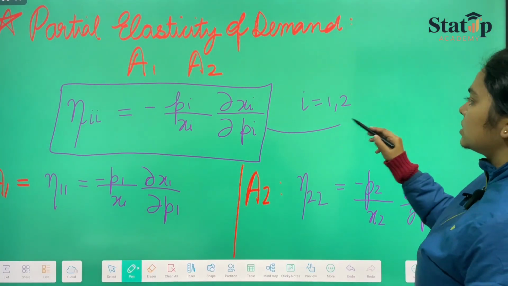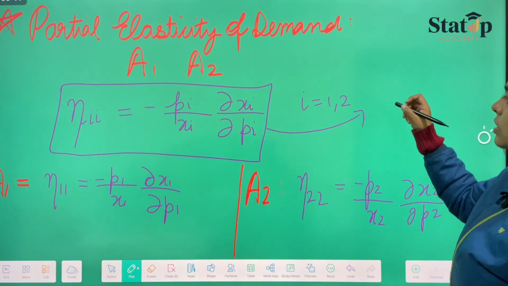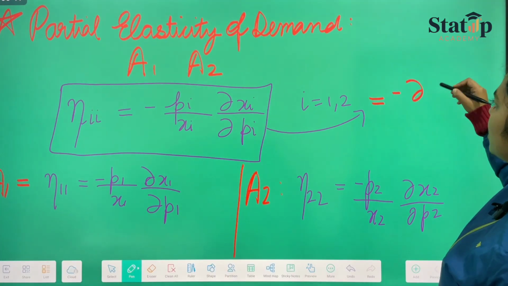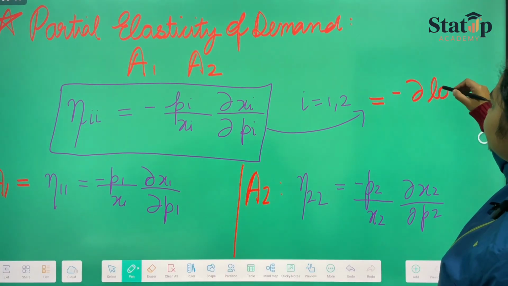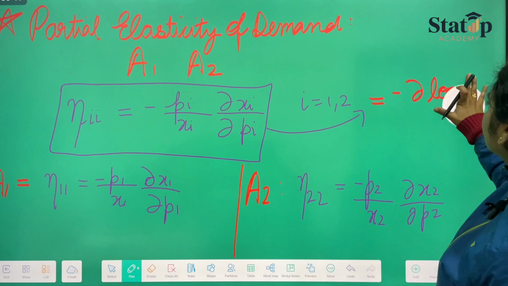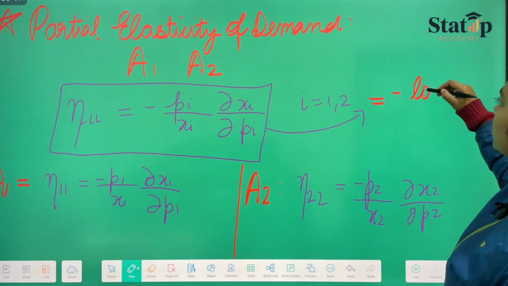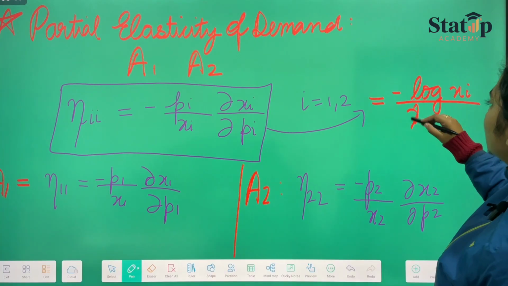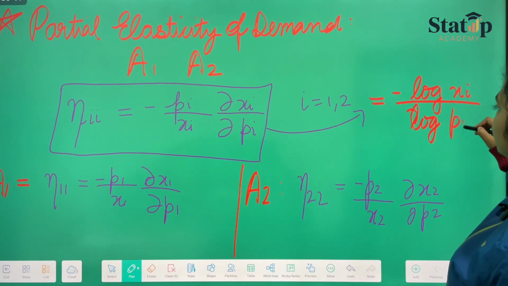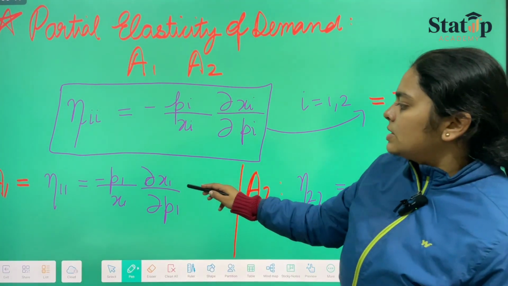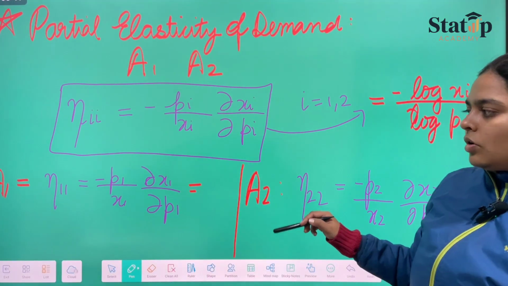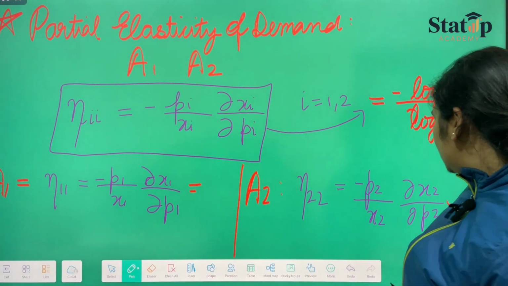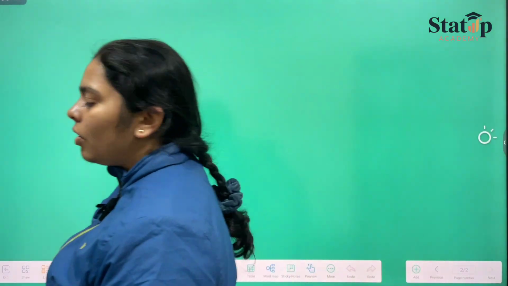Now this formula can also be written as minus delta of log xi upon delta of log pi. Here it can be written as log of x1 upon log of p1, log of x2 upon log of p2. This was partial elasticity of demand.